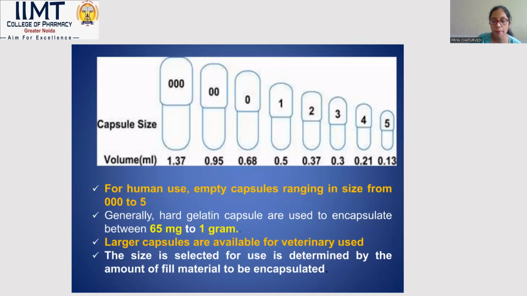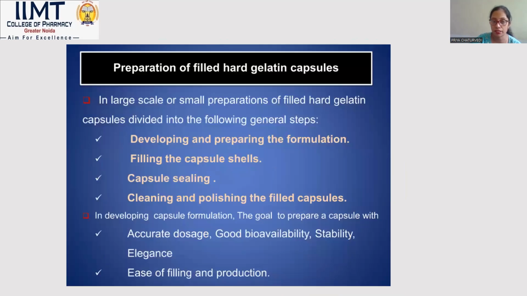For human use, empty capsule size ranges from 000 to 5. Generally, the hard gelatin capsules are encapsulated between 65 mg to 1 gram. Larger capsules are available only for veterinary use. The size selected for use is determined by the amount of fill material to be encapsulated.